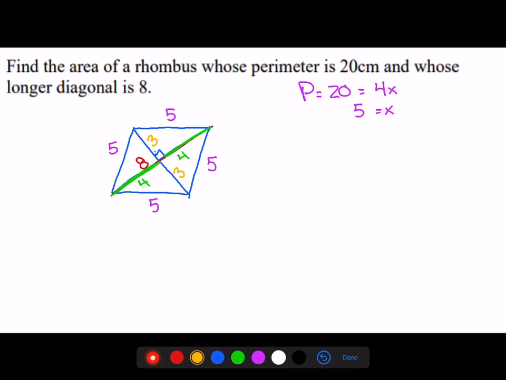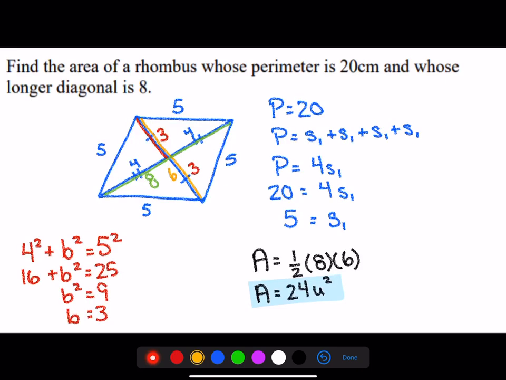That'll give us 25 is equal to x squared plus 16. That'll give me 9 is equal to x squared. x is equal to 3. So again, it works once again. I have it right over here for you guys if you need it.